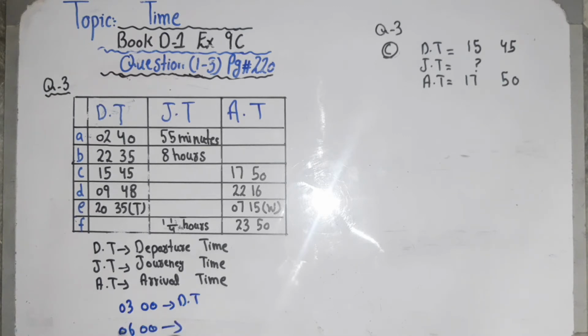You started for Lahore at 3 o'clock. This is your departure time, and you reach your home at 6. So what will be the journey time? You started at 3 o'clock and reached at 6. So what will be the journey time? We do 6 minus 3, so the journey time is 3 hours. So from here we learn that when we have to find the journey time, we have to subtract departure time from arrival time.